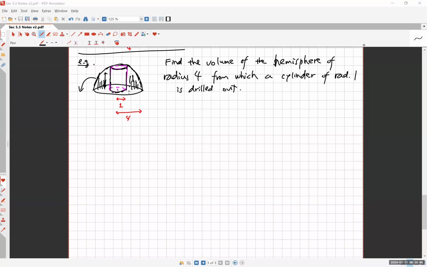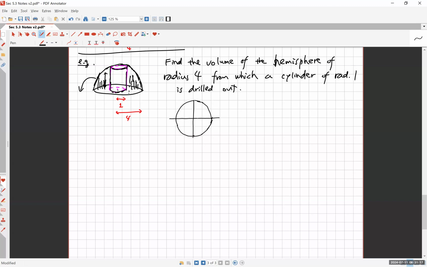Okay, so the key to finding this volume is to look at this hemisphere minus the drilled out cylinder from the top. So what does it look like from the top? Because that's going to give us the region of integration. All right, so you have a radius 4 circle, and that is the circumference of that circle, which is the bottom boundary of this solid.